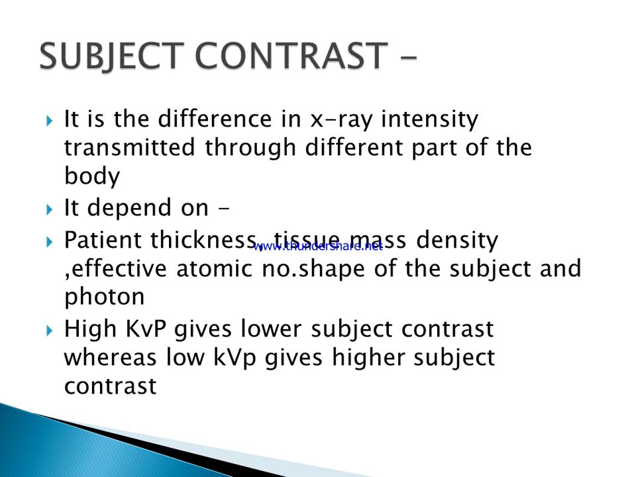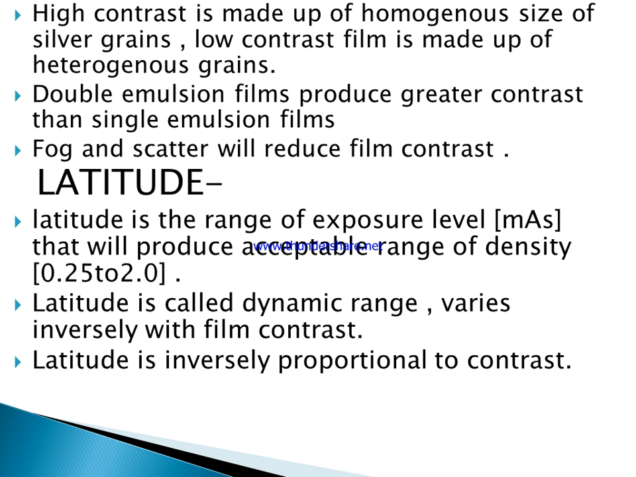Subject contrast is the difference in the X-ray intensity transmitted through different parts of the body. Subject contrast depends on the patient thickness, tissue mass density, effective atomic number, shape of the object and the photon energy. High kVp gives lower subject contrast, whereas low kVp gives high subject contrast.